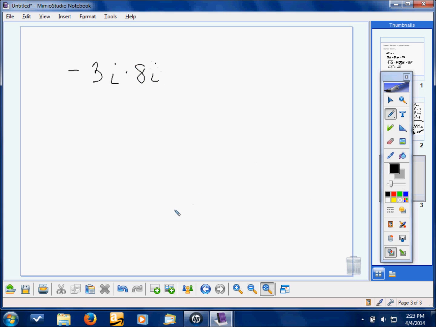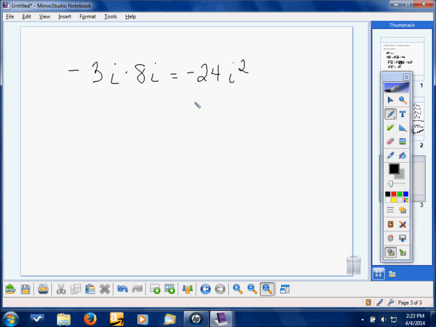Okay? So we want to be able to multiply. That will be negative 24 i squared. For just a quick minute, consider it just as if the i's are regular variables. So it'd be negative 24 i squared. However, you always want to replace this with its simplest form.